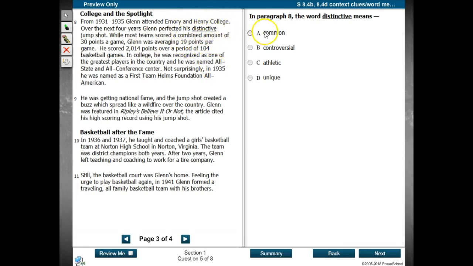Distinctive. Does distinctive mean common, controversial, athletic, or unique? What would mean distinctive? So use the clues. Nobody else was like him. That's kind of the big deal. So answer number 5.